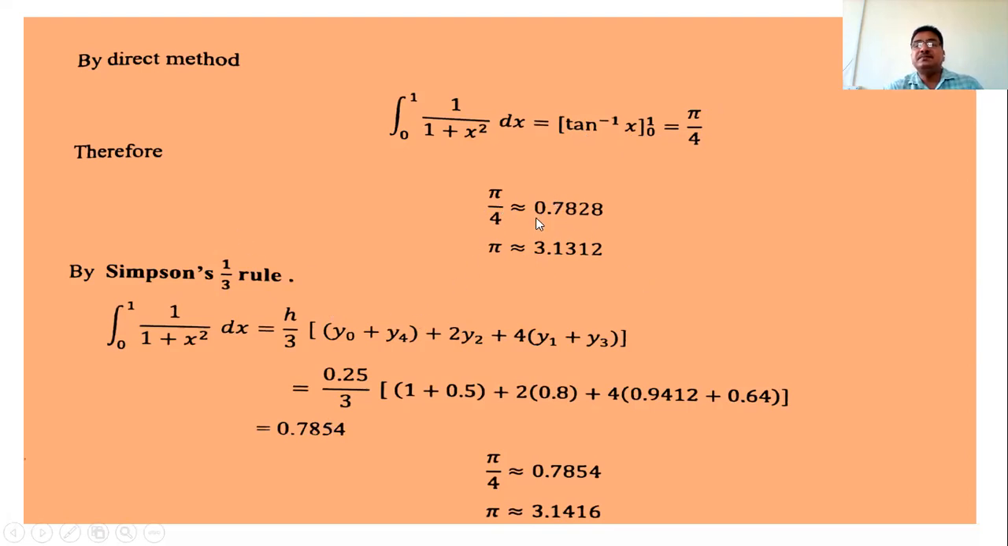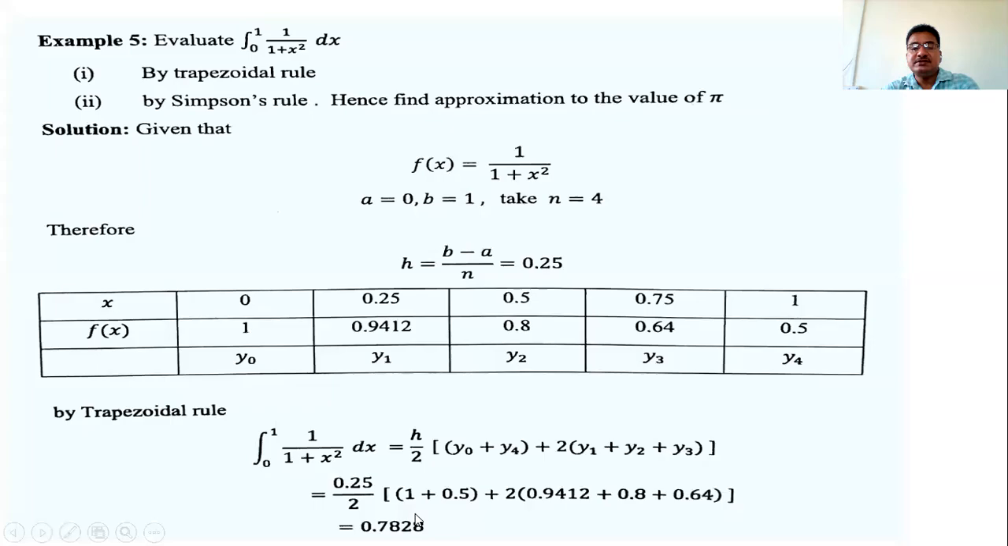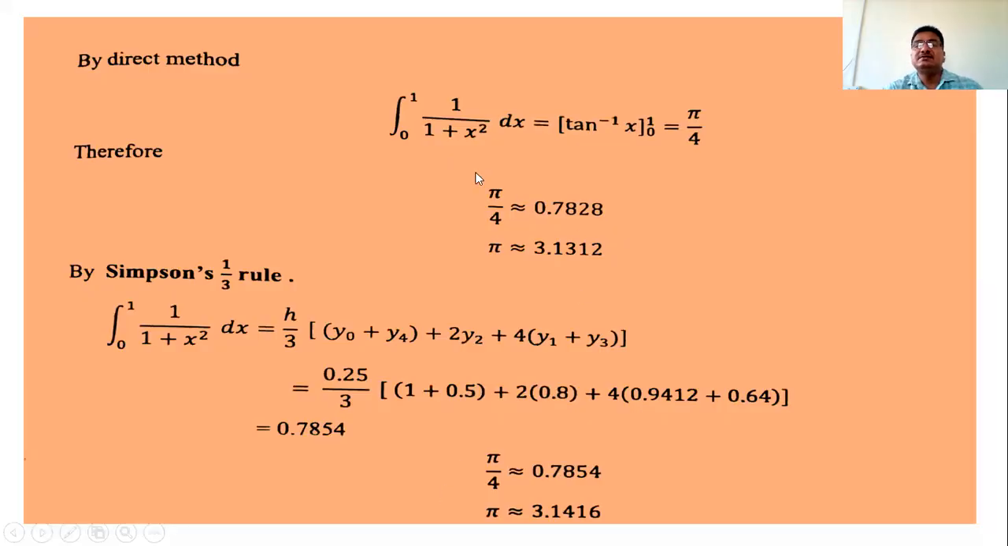We have the answer of this problem, integration 0 to 1 of 1 by 1 plus x square dx, as 0.7828. So here pi by 4 is 0.7828, and therefore pi is what? Shift this 4 to the right side, and then we get the answer 3.13. But actually, what is the answer of pi? 3.14. So actually these are approximate answers. All these answers are approximate answers.